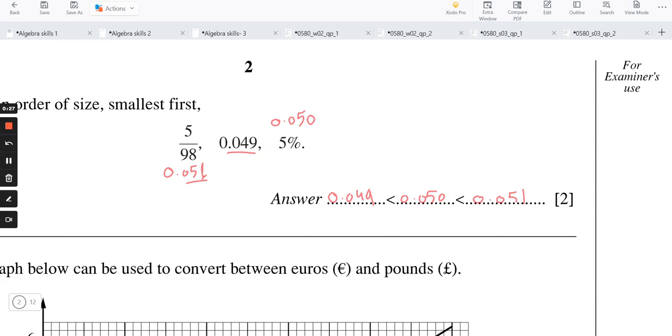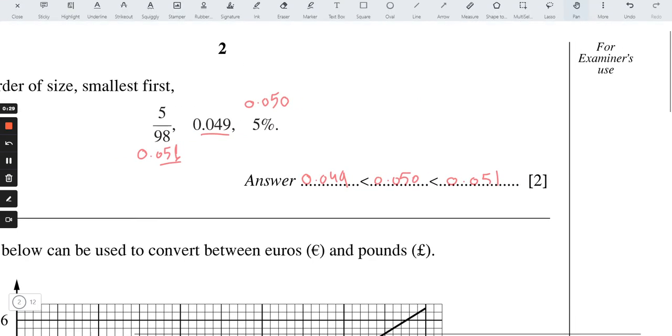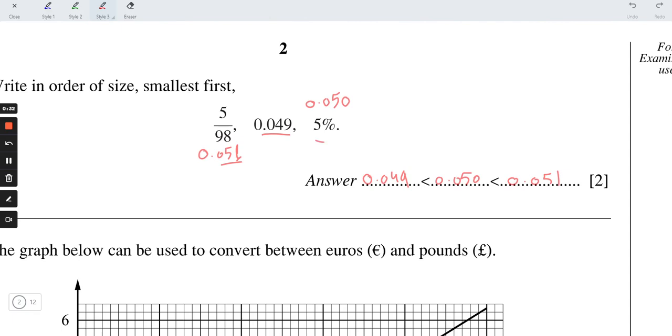first. So as you can see here, we can change all of these numbers to decimals, so then we can put them in order. So the smallest one is 0.0449, then 0.050, then 0.051.